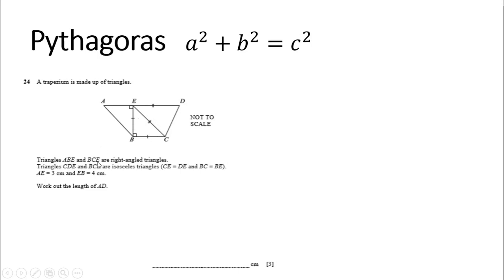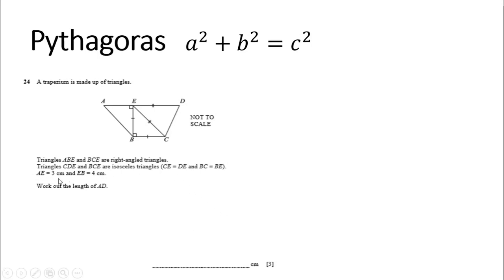ABE and BCE are right angles, and you see that they've got that. ABE and BCE are right angle triangles. So these two triangles are right angle triangles. Triangle CDE and BCE are isosceles triangles. So this is an isosceles triangle and this is an isosceles triangle. And we can see that from the markings. These two sides are the same for the BCE triangle, and these two sides are the same for the DEC triangle, or CDE triangle.